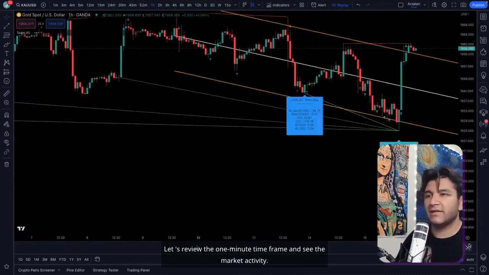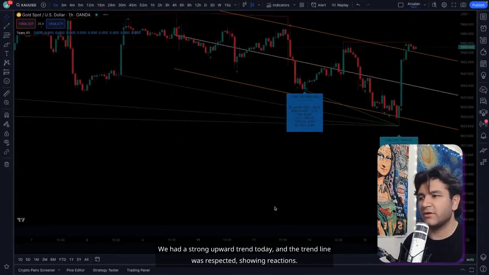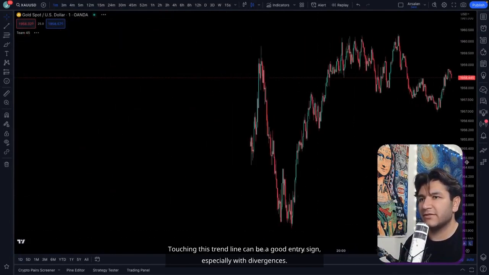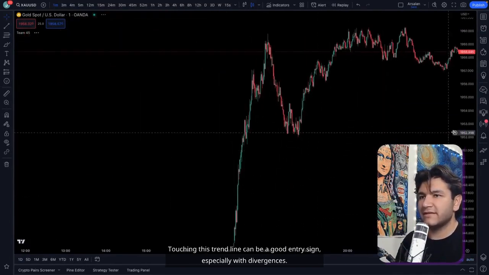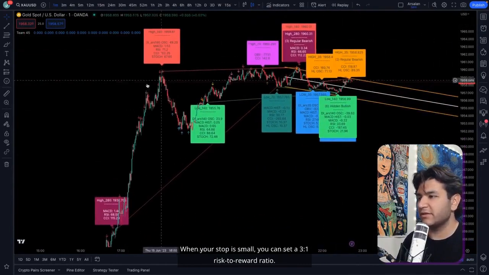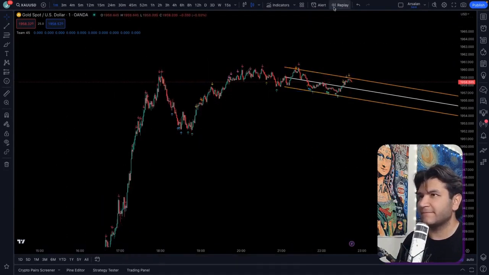Let's review the 1-minute time frame and see the market activity. I won't open new trades. We had a strong upward trend today and the trend line was respected, showing reactions. Touching this trend line can be a good entry sign, especially with divergences. When your stop is small, you can set a 3-to-1 risk to reward ratio. Scalping on this time frame is about small movements.